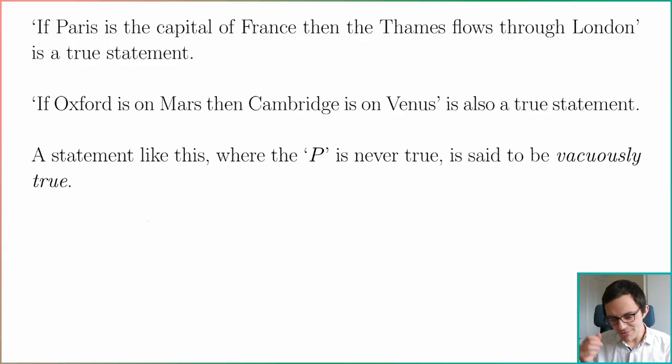Okay, so a statement like this where P is never true, so Oxford is not on Mars, that's said to be vacuously true, and it's a statement a bit like starting with if and then something impossible.